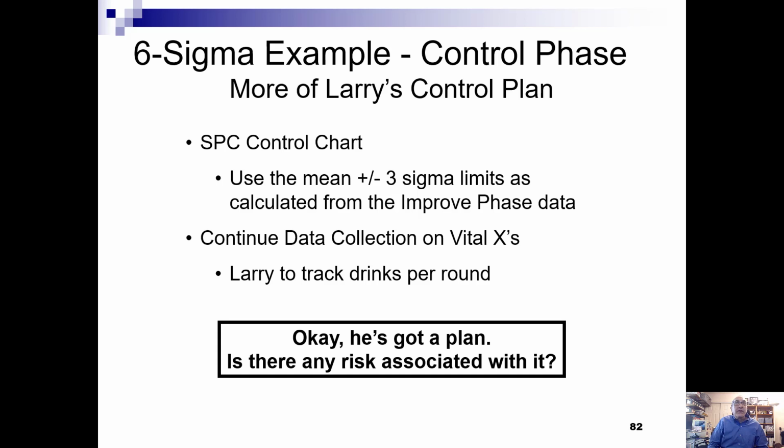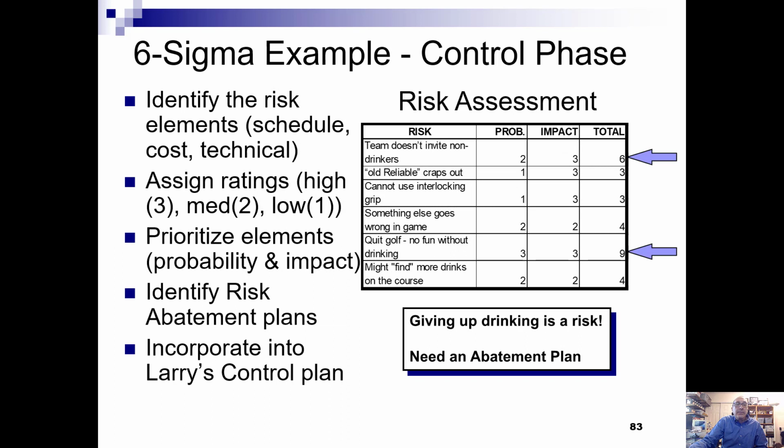More on Larry's control plan. The SBC control chart. Use a mean plus or minus 3 sigma limits as calculated from the improved phase data. Continue the data collection on the vital X's. Let's start tracking the number of drinks that Larry had on the golf course. Okay, he's got a plan. Are there any risks associated with it?